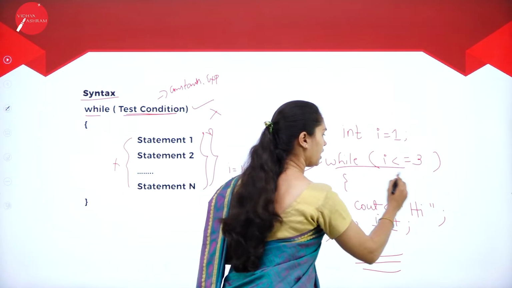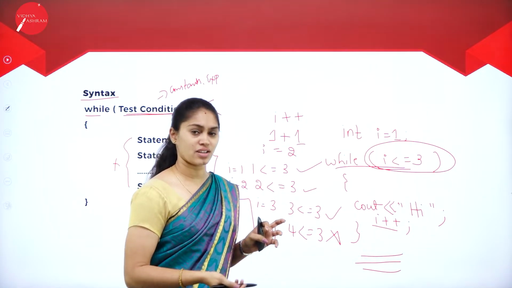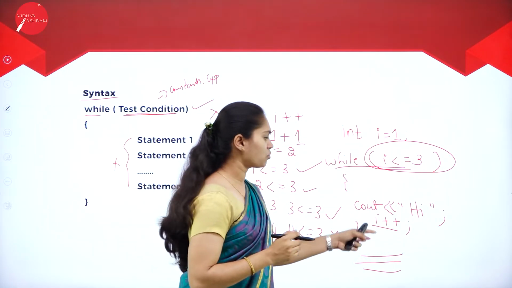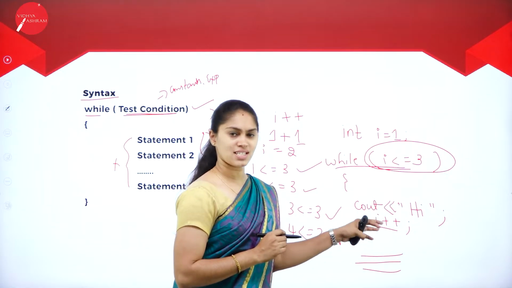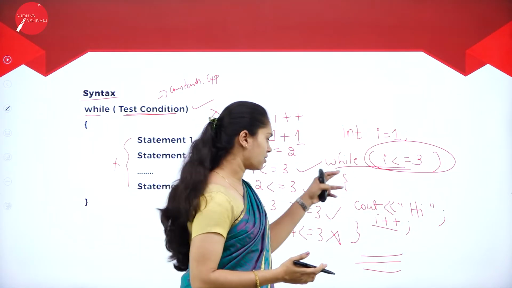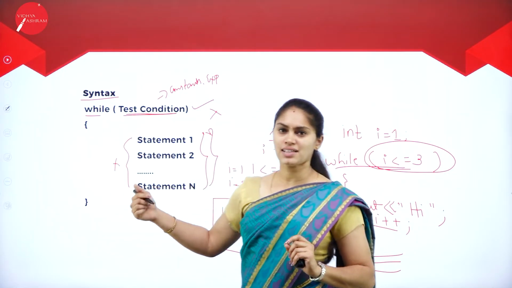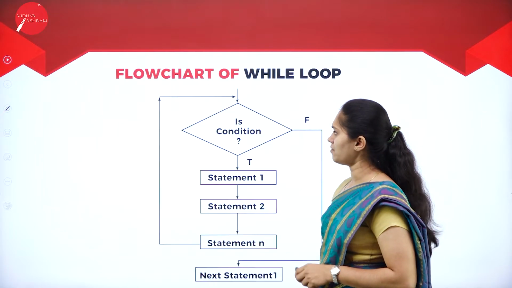In the beginning of a while statement only, we are checking for the condition. If the condition is true, then only I am going to allow the user to execute the set of statements. If the condition becomes false, we won't execute anything. It will directly come out of the loop. Okay, so this is the syntax as well as the example. Now we'll see the flow chart.